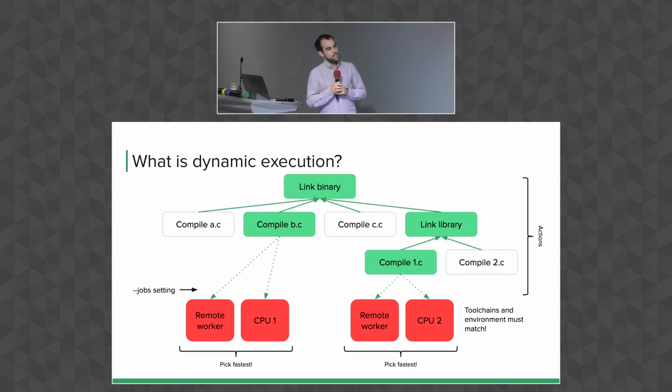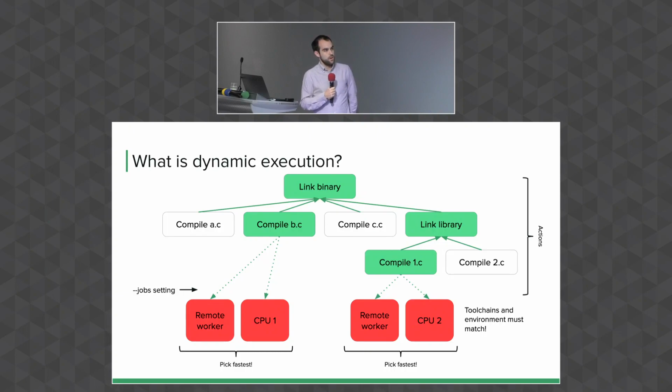An important thing here is that because you're going to run the same action in two places, the tool chains and the environments have to match. Otherwise, the outputs will be different, and that would be very problematic. It's a big assumption, but if you're using remote execution, you really need to get these things right, and it's tricky. But assuming that you can do that, then this model works pretty well.